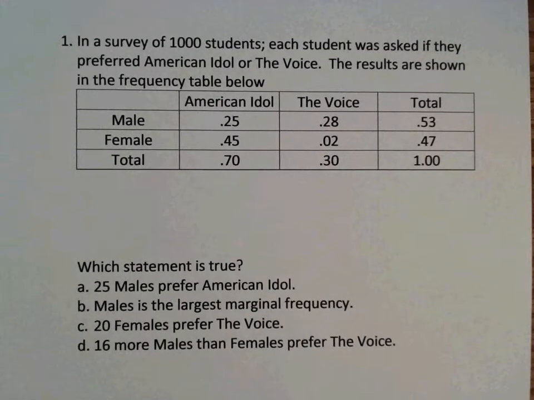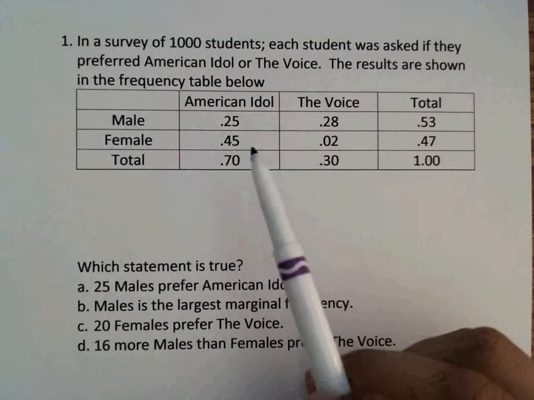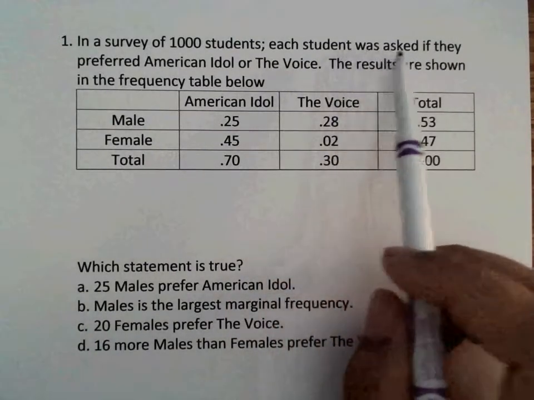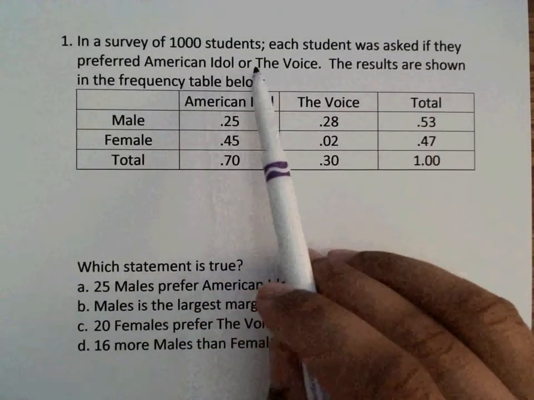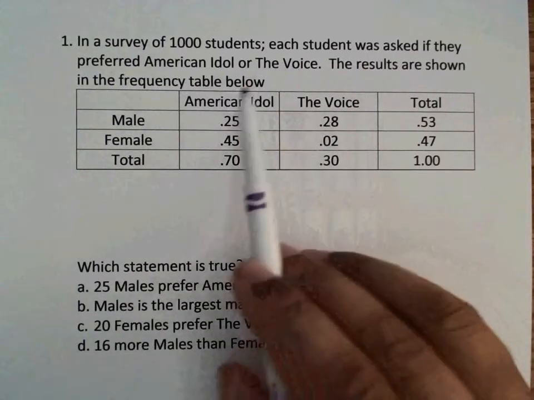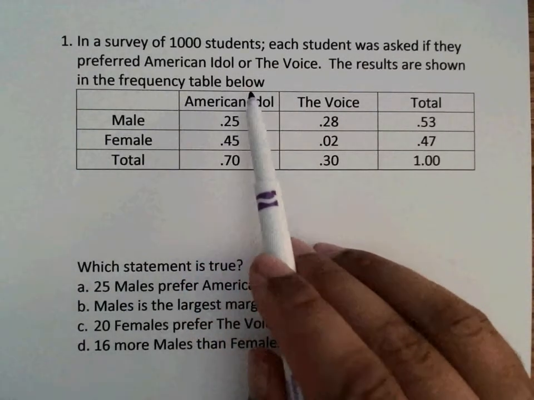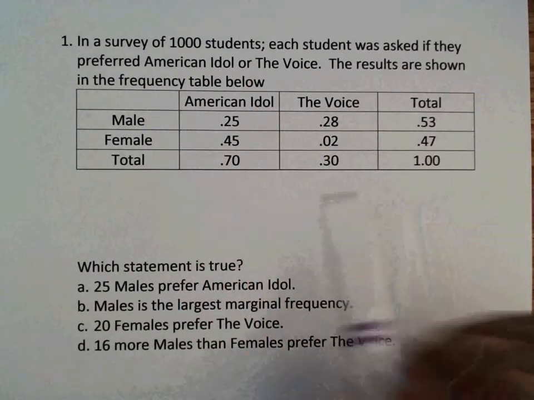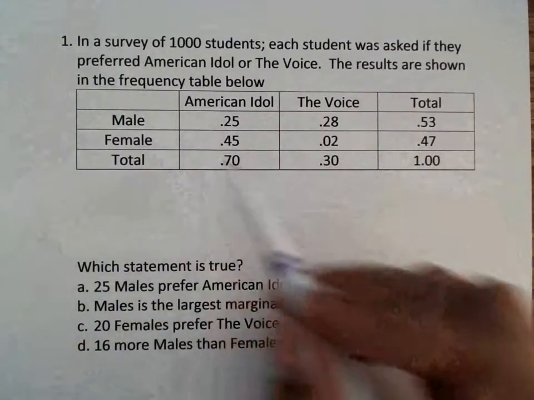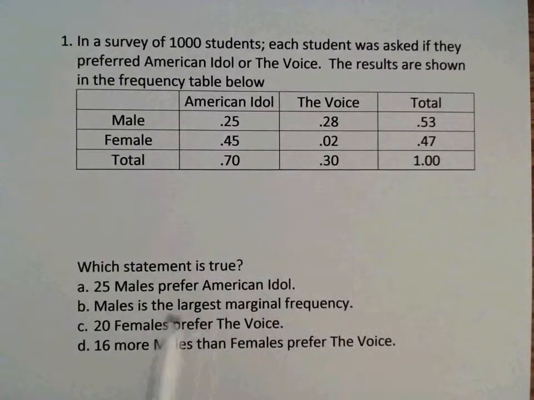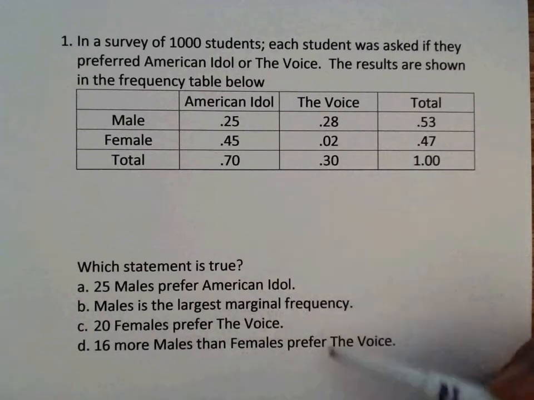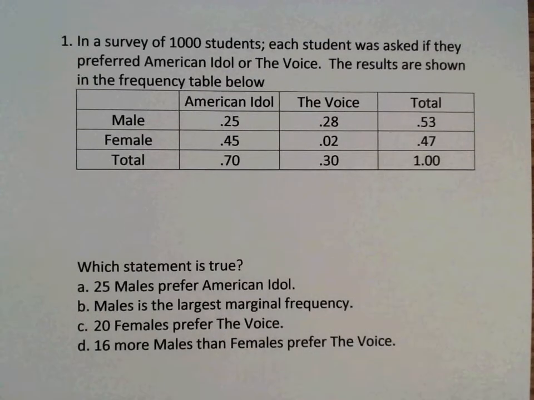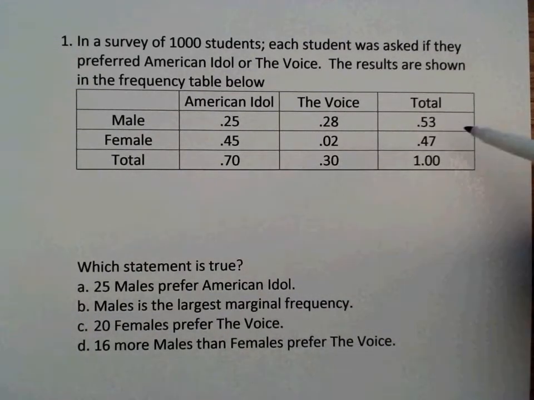Smith again. In this problem, we're dealing with frequency tables. I'll just read it. It says, in a survey of 1,000 students, each student was asked if they preferred American Idol or The Voice. The results are shown in the frequency table below. So this right here is what we call a relative frequency table. Anytime you're dealing with a true or false and you have multiple questions, I recommend you go ahead and have both the relative frequency and the two-way frequency table.